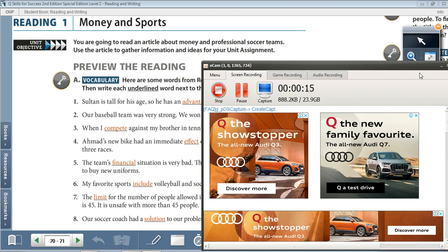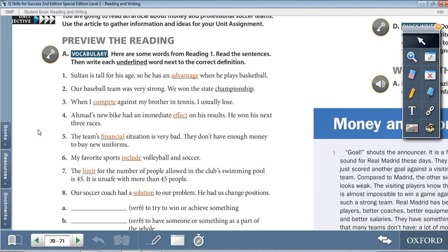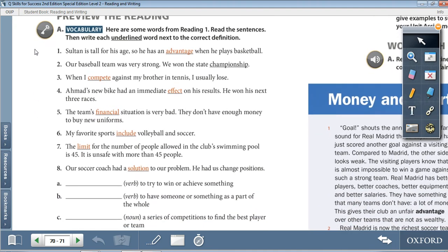Alright, starting on page 70, Reading 1, Money and Sports, Activity A, Vocabulary. We have some underlined words that we need to match with the definitions. First of all, let's read the sentences. 1. Sultan is tall for his age, so he has an advantage when he plays basketball.